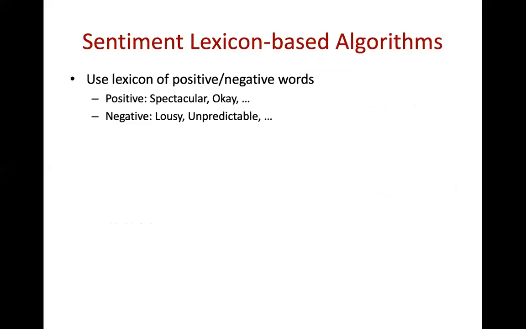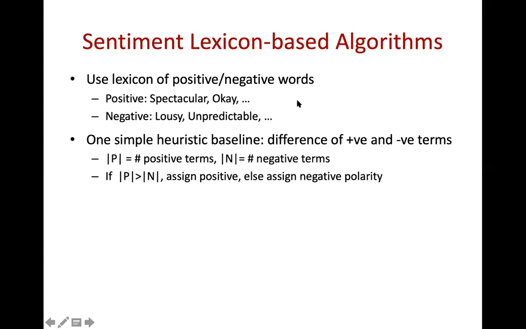So we also tend to use sentiment lexicons and lexicon-based algorithms, and these algorithms help us to anchor the keywords that really define the sentiment. Based on these keywords we can do a much better job in sentiment analysis. So basically, when you look at positive and negative words, the positive words can be spectacular, and the negative words can be lousy, unpredictable, and so on. And you can have lexicons for that.